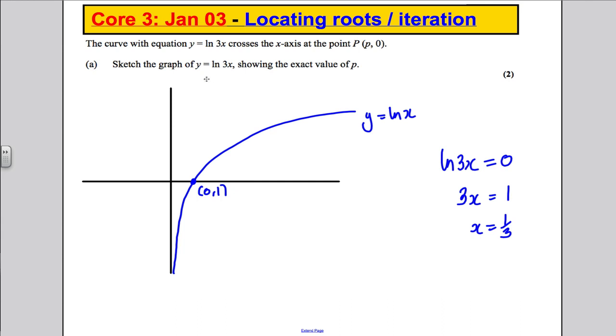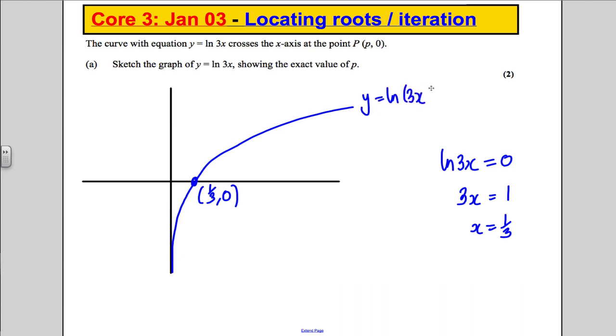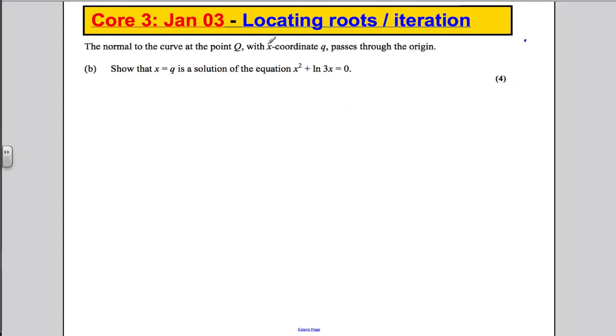The graph of y is equal to ln 3x would be very similar to this, but I'm actually going to rub this out just to avoid confusion. It would be very similar to that, but it would cross here at a third and 0. And that would be the graph y is equal to ln of 3x, and you'd be done. Okay, next part. We're told that the normal to the curve at Q with x coordinate Q passes through the origin. Show x is Q is a solution of this equation.